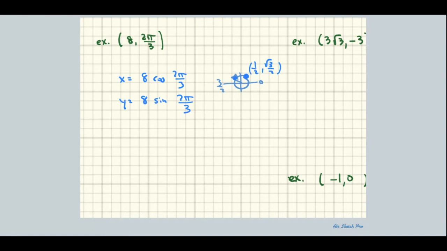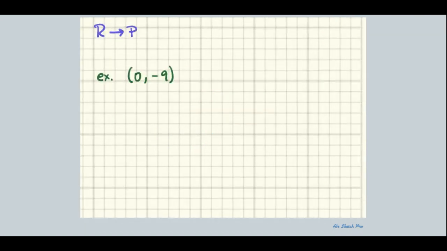So this is 8 times negative 1/2, and this is 8 times root 3 over 2. There we go. So the xy coordinates corresponding to 8, 2 pi over 3 are going to be negative 4 and 4 root 3. And that's unique. That's the only way to describe those coordinates.